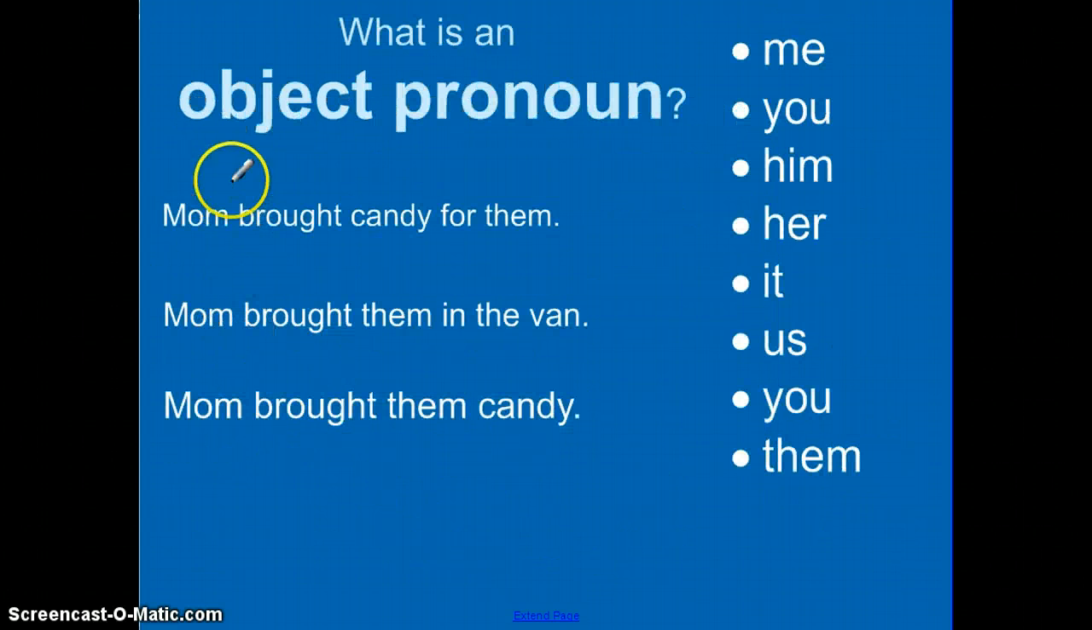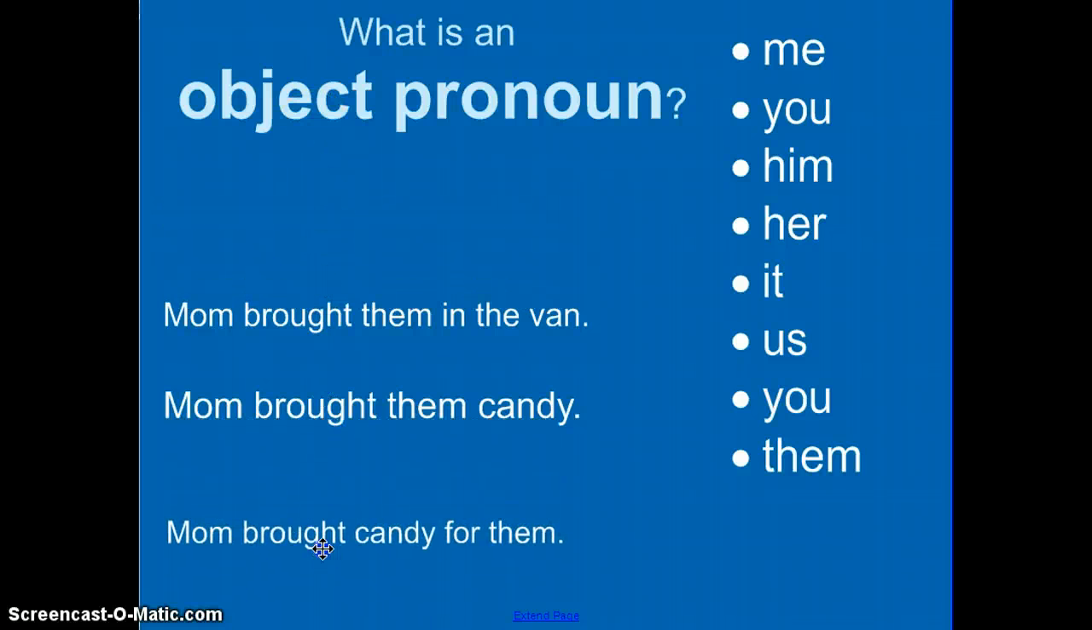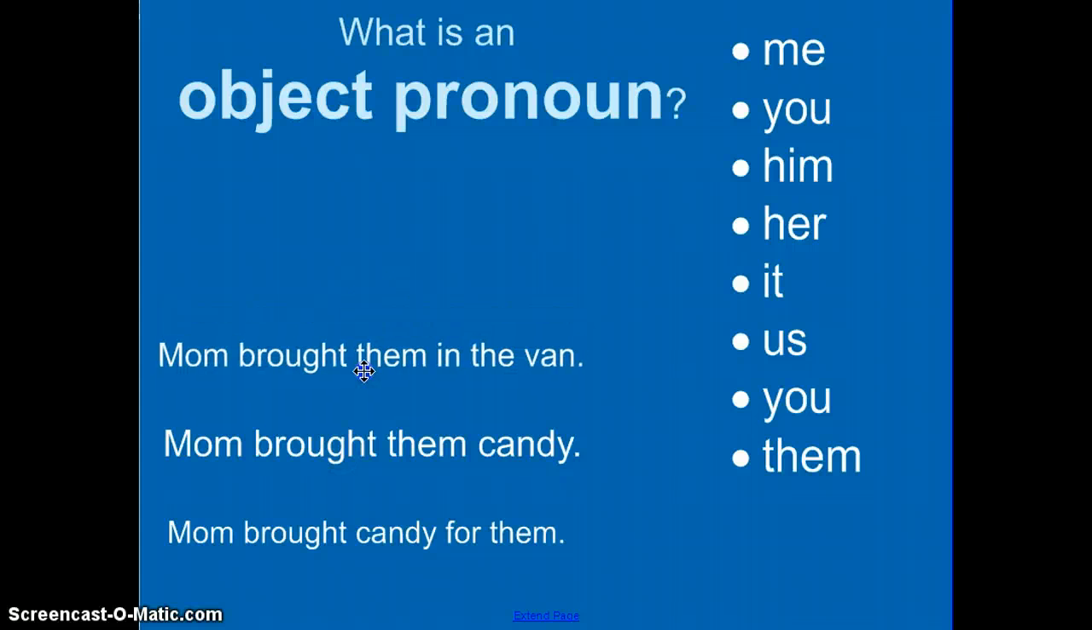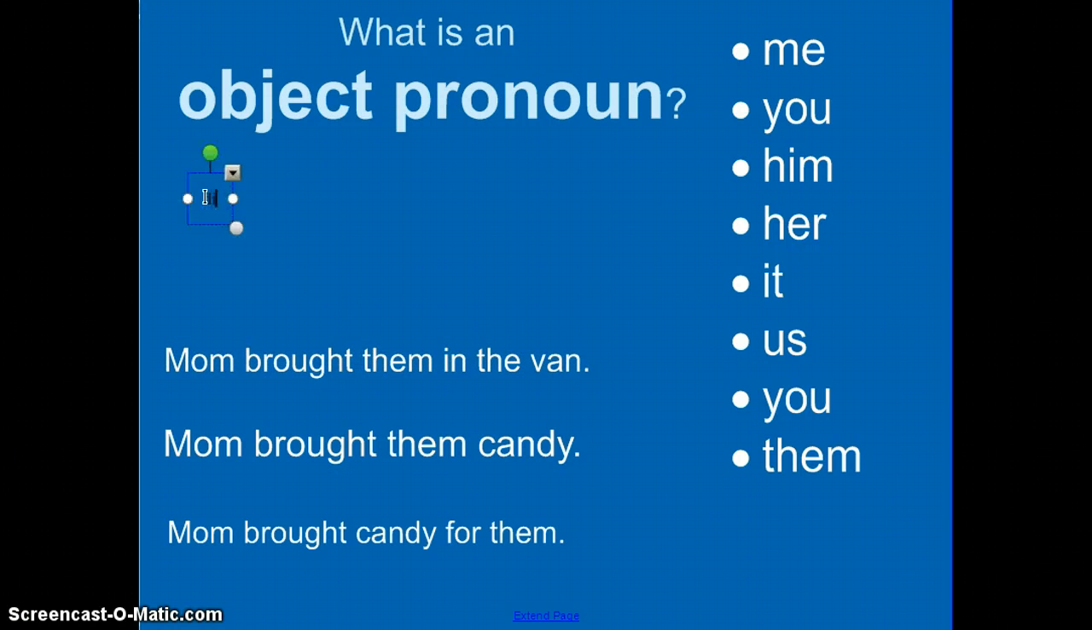Now we get into object pronouns. Object pronouns can do three other jobs, and it should be a little bit easier to remember them because those jobs all have object in them. We have direct object, indirect object, and object of a preposition. So it should be easy to connect these with object pronouns because they all kind of have the same name with them.